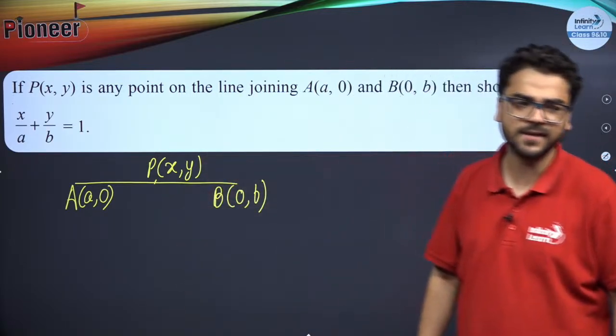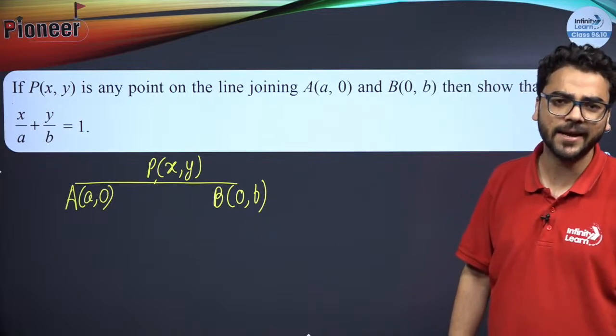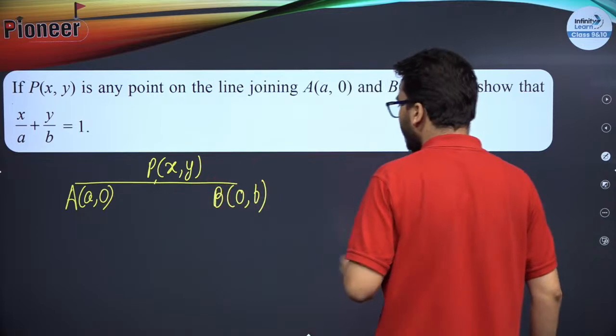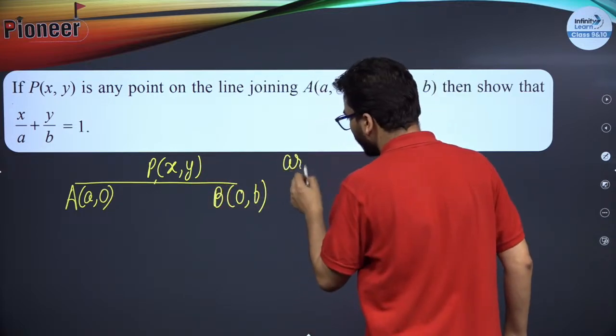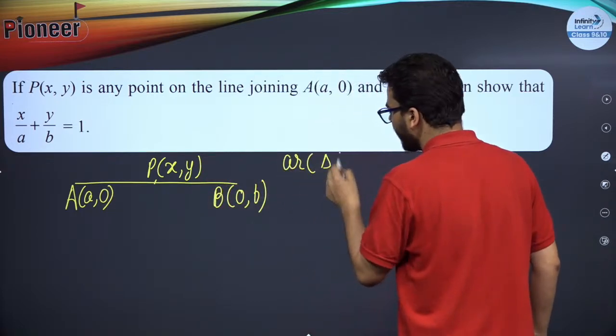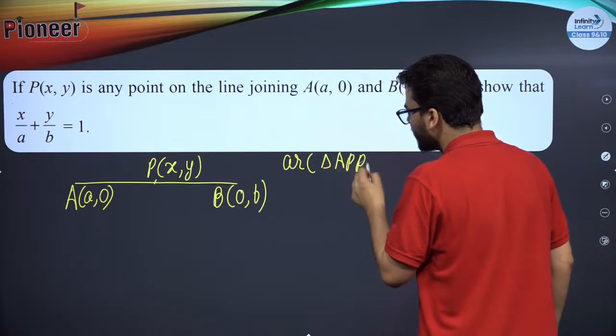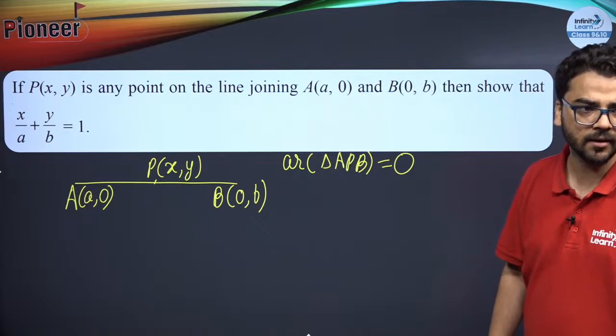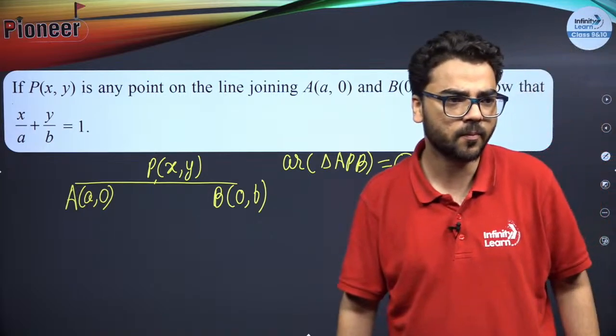So you see, we have studied the condition for collinearity, right? If 3 or more points are collinear, 3 points are collinear over here, can I not say over here that the area of triangle APB will be 0? See, you will say that an actual area is not being formed. That is correct.